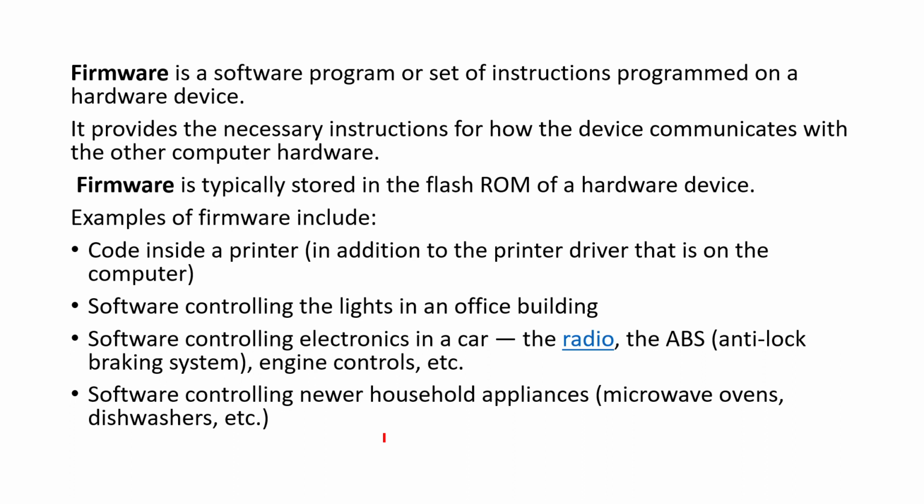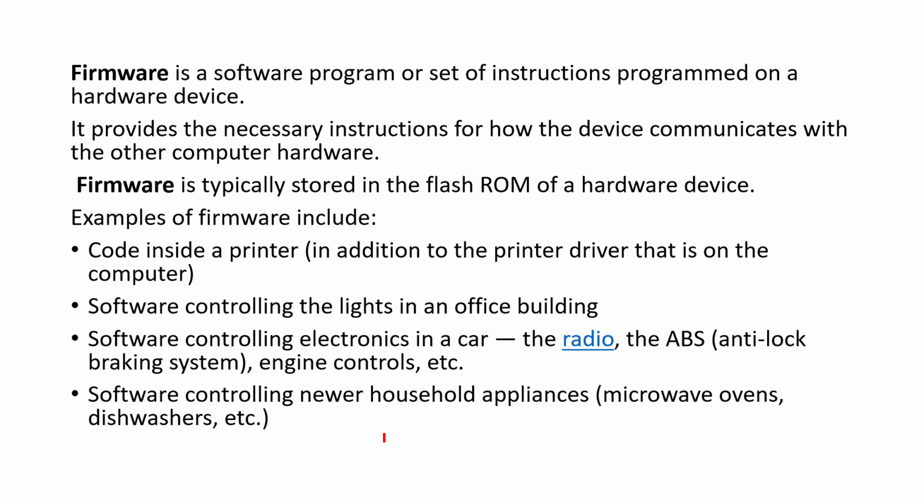Here are a few examples, like a printer. A printer also has the software to print the pages, meaning logics, and the upper body or the touchable body of the printer is known as hardware. So it is a combination of hardware and software. So the code inside the printer is known as firmware.